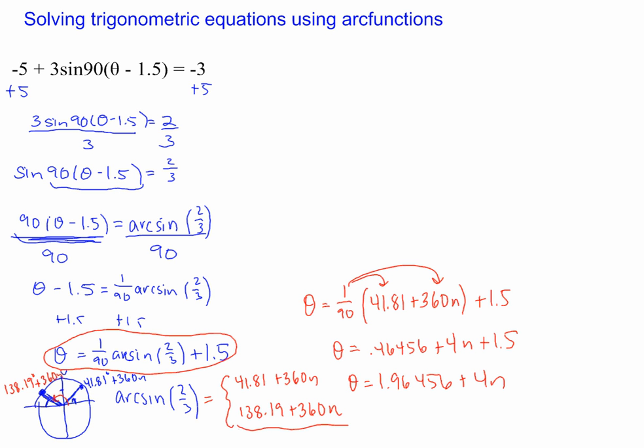Now I have to put the second half of the arcsine number in for arcsine. I'm just going to cram it in, since there isn't much room. So I'm also going to say theta is equal to 1/90th times 138.19 plus 360n, plus 1.5. Right, so theta, distributing that 1 over 90 again, looking at my calculator.